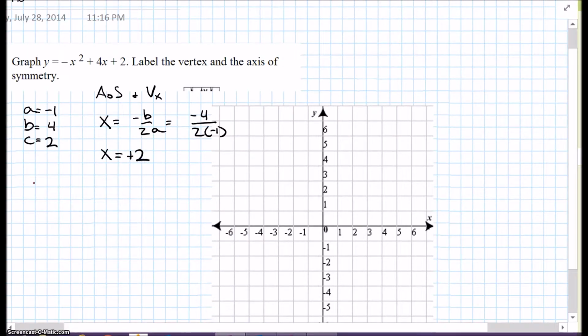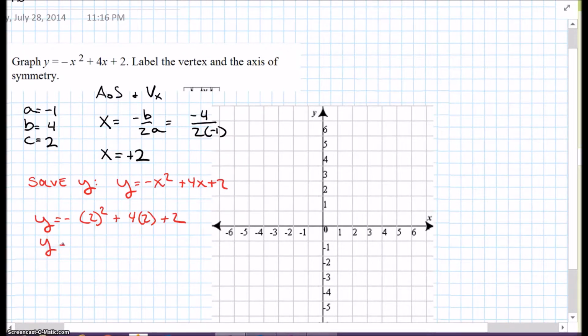So how do I solve for y? I just plug that back into the equation. y equals negative x squared plus 4x plus 2. So y is going to equal negative 2 squared plus 4 times 2 plus 2. Notice it's negative x squared, so the negative sign does not get squared. So y is going to equal negative 4 plus 8 plus 2, which is 6. So I have a y value of 6 and an x value of 2. So my vertex is (2, 6).